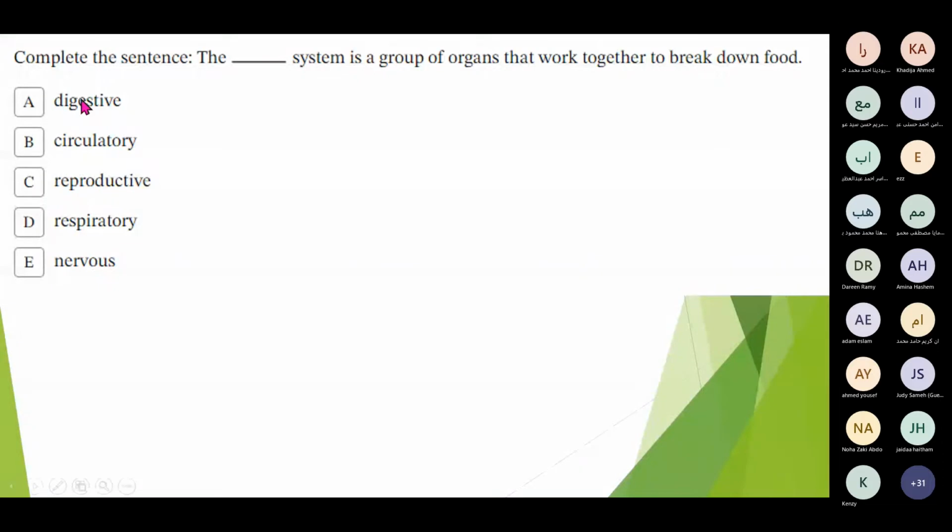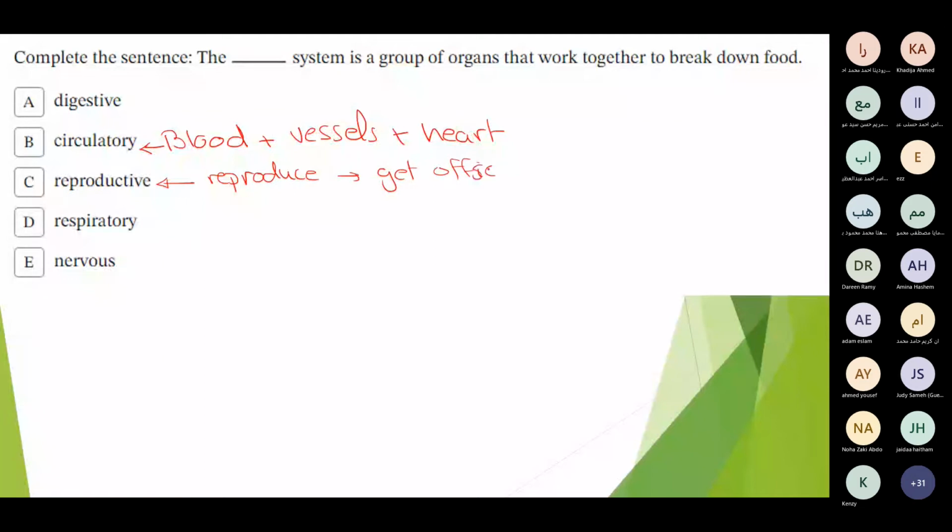Look with me. I have here many systems in the body. Digestive, circulatory. يعني ايه circulatory؟ والvessels اللي هي arteries والveins والheart. This is what is called circulatory system. Okay? طب الreproductive system reproduce. فاكرين كلمة reproduce يعني to get offspring. Okay, respiratory.